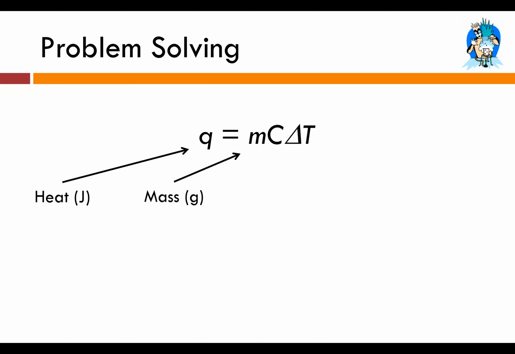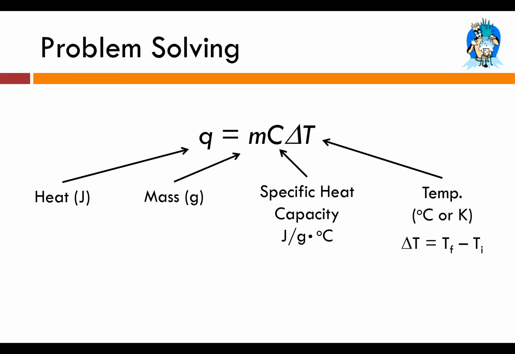M stands for mass. We're going to be using the unit gram. C is our specific heat capacity, joules per gram degree Celsius. And finally, delta T is talking about the change in temperature. We can work in Celsius or Kelvin, and when we go to calculate delta T, I really need you to show your formula for this one, but we take the final temperature and then we subtract the initial temperature.